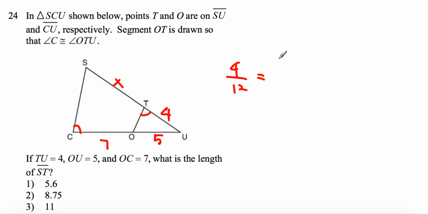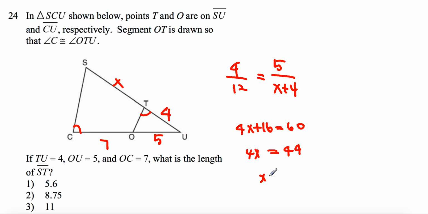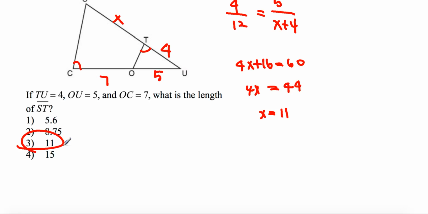And then, how about 5? 5 is the opposite from this angle. That means opposite from that angle would be x plus 4. So then all we have to do is simply multiply them together. We get 4x plus 16 must be equal to 60. So when I subtract 16, we get 44, which is equal to 4x. Therefore, x will be equal to 11. That gives us choice 3 as our answer.